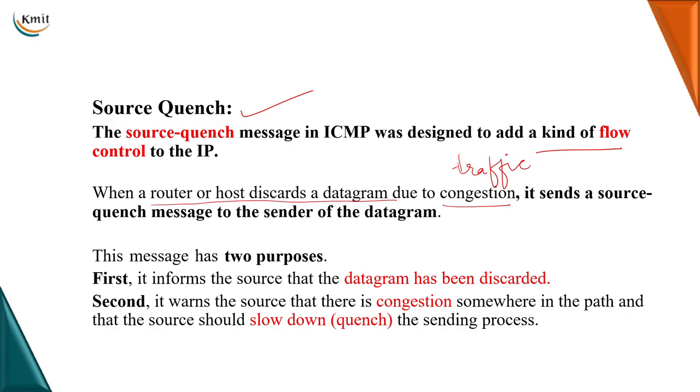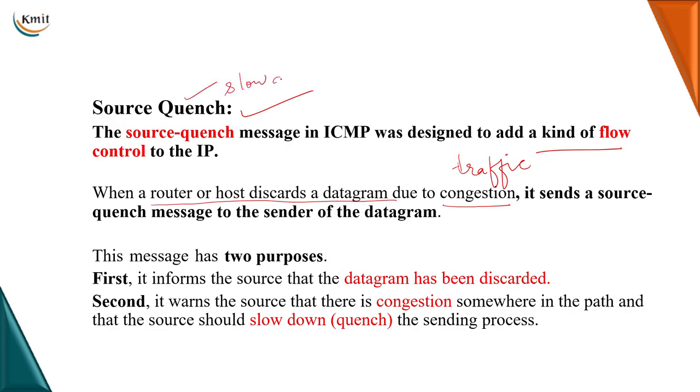Many of the packets or datagrams are discarded. Now, if you have to inform the source machine that due to congestion your packets were dropped or your datagrams were discarded, then you will send a message to the source machine, and that message is called source quench. The general meaning of quench is to slow down.